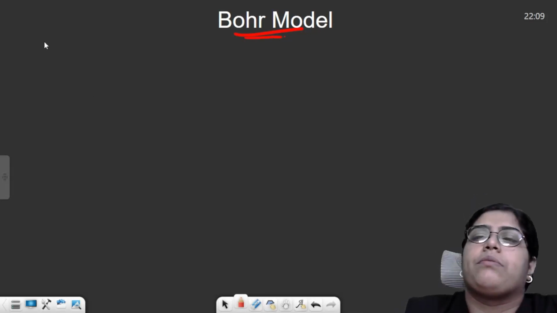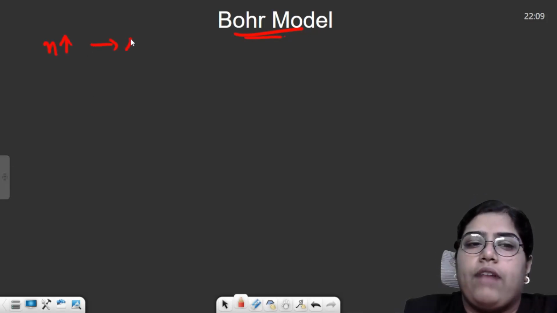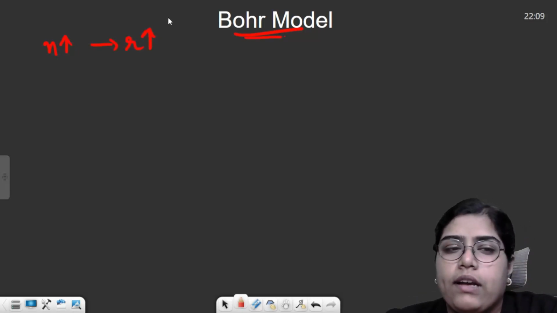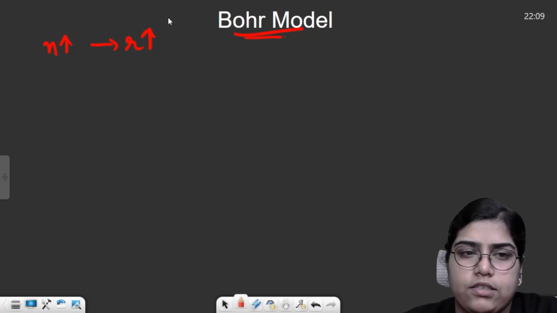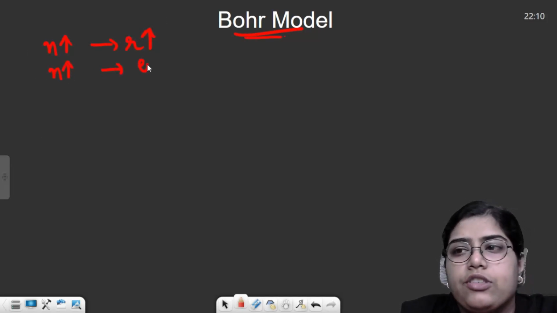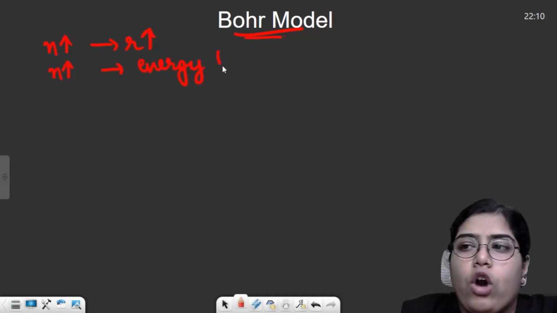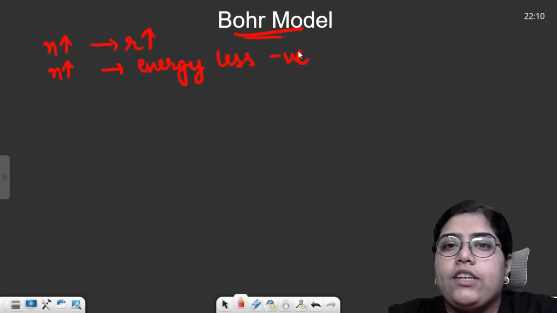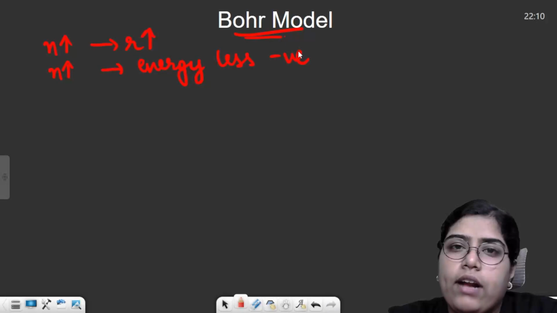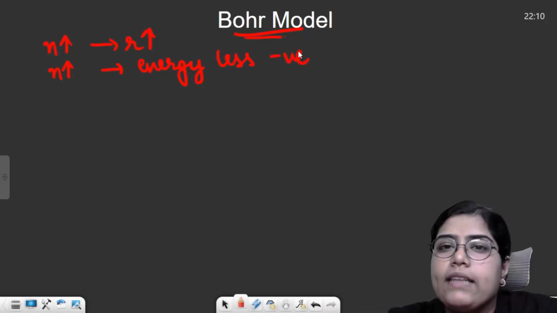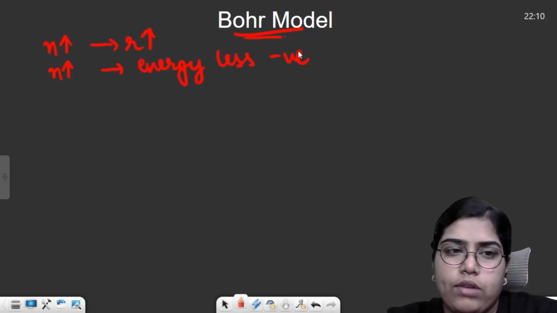So you just need to remember, as the value of n increases, the value of radius also increases. That is, as you move forward to a greater orbit, to a greater number of orbit, the radius will increase. That is quite obvious. And as the value of n increases, the energy becomes less negative. What do we mean by energy becomes less negative? That means the more negative the energy of an electron, the more strongly it is bonded to the nucleus. But as we are moving farther away from the nucleus, the bonding of the electron will slowly and slightly become weaker.